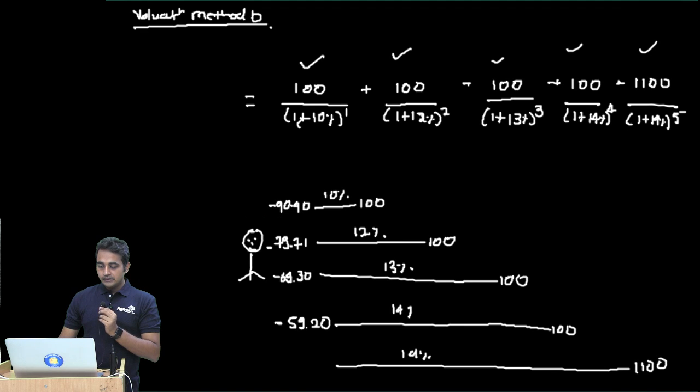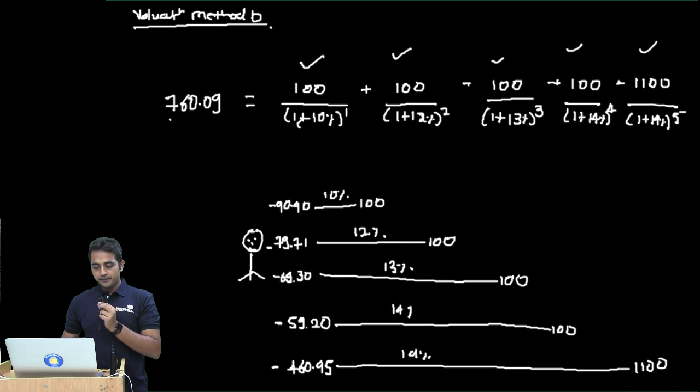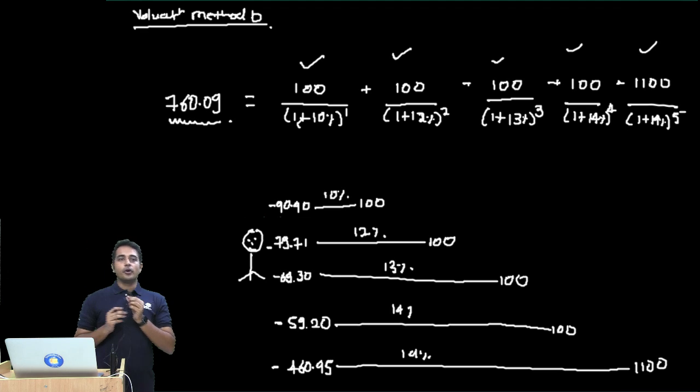And then 1.19 y raised to x, 5, take an invert and multiply that with 1100. How much? 460.95. And then add up these 5 numbers. How much is that? 760.09. So this is the market value of the bond.